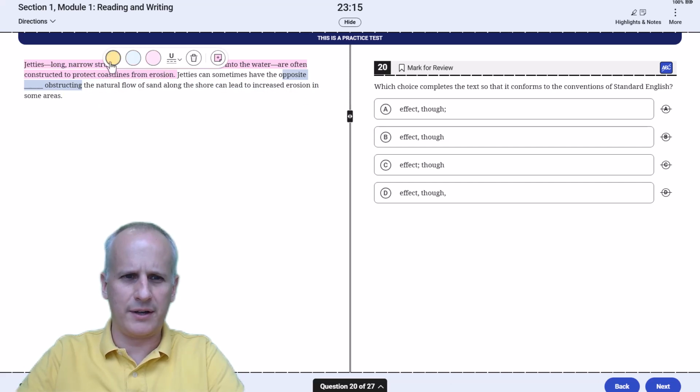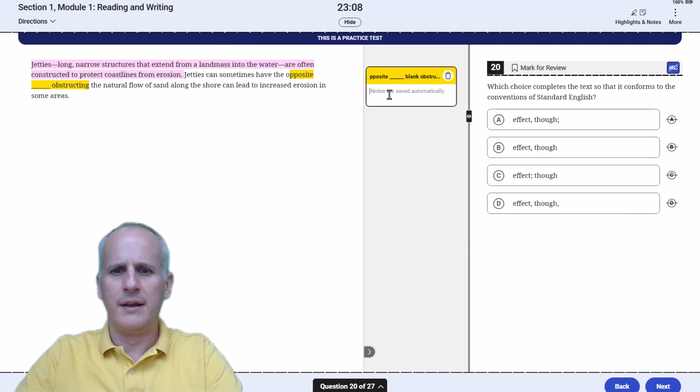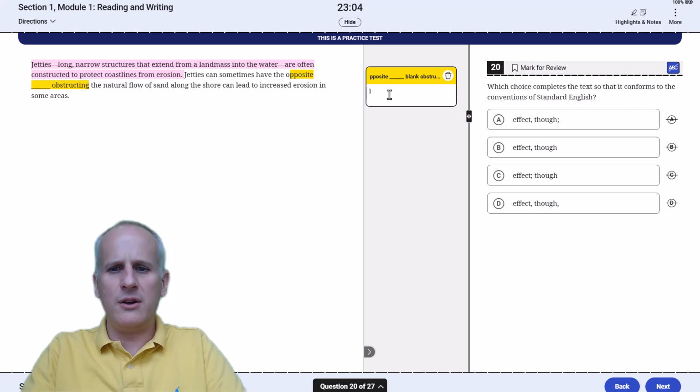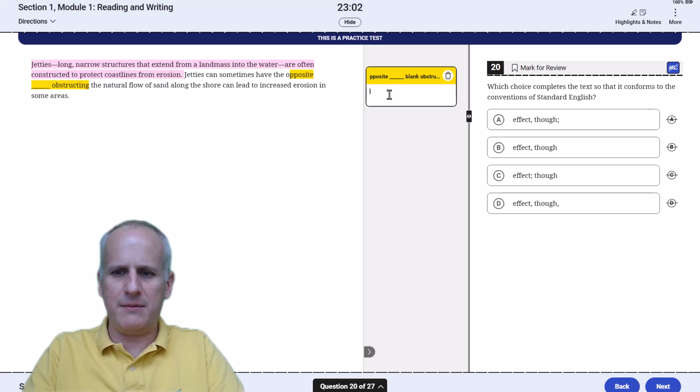And I'm going to go back to my yellow, and I'm going to click this little button that's going to allow me to create a vertical line test. So we know that the word that's going to be before most of the options for punctuation is effect. And then after that, we get a though. And then we also have a third part that's going to be obstructing.